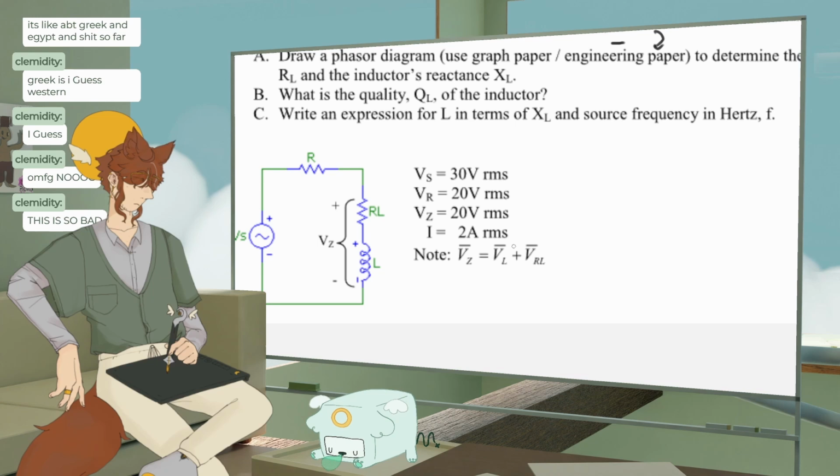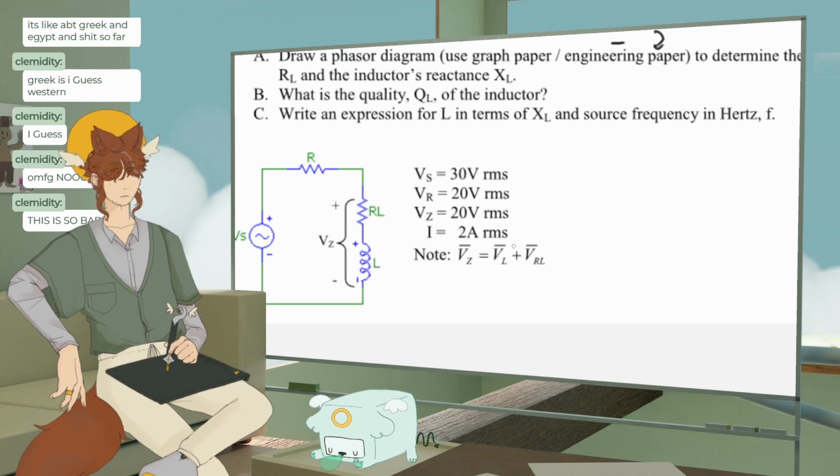V RMS equals V peak over root 2. Okay, so we can find the peak. How do we get the angle? Do they give us a current? They give us a current.